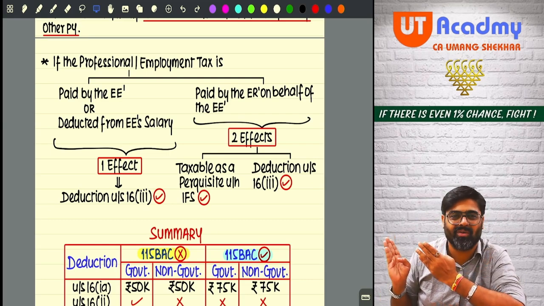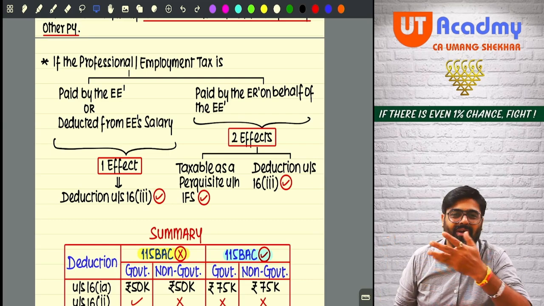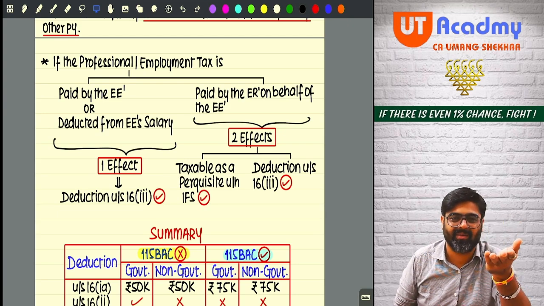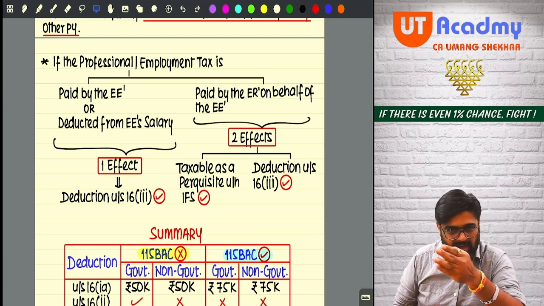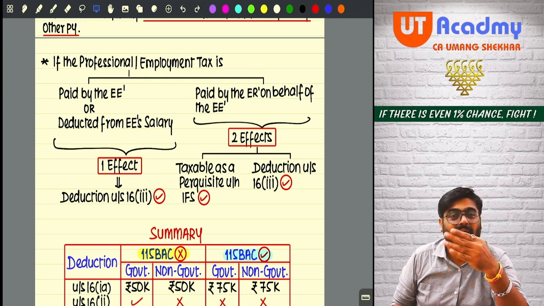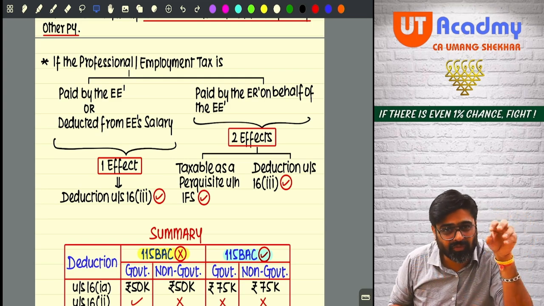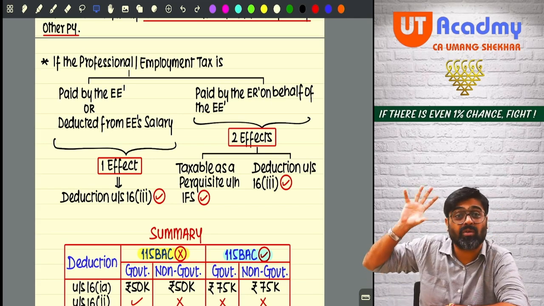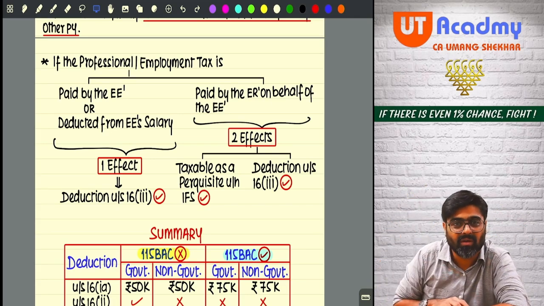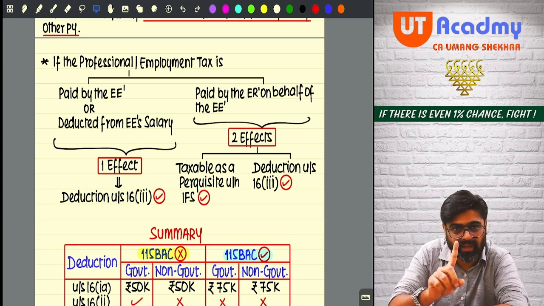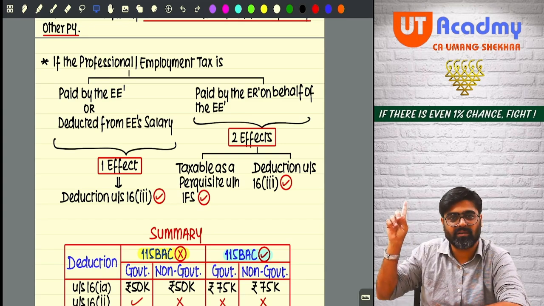Gross, no. Forget about professional tax right now. Whatever amount I deduct from your salary, after that I give you the net. Is the net amount of salary taxable or is the gross amount of salary taxable? Gross amount, no. So 1 lakh is the gross amount of salary, charge it.